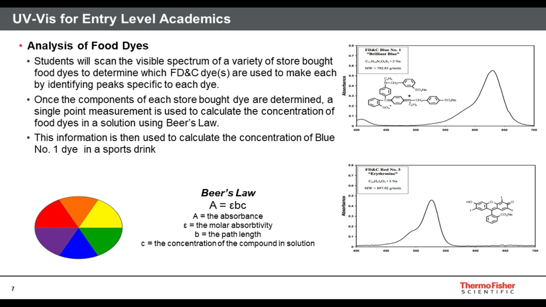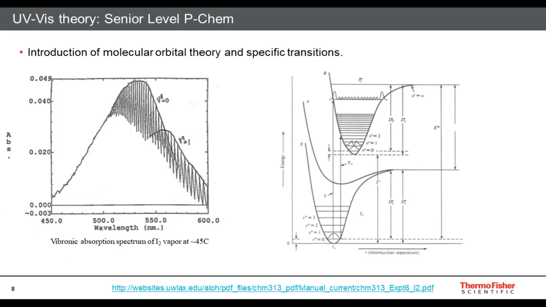And so here's a nice entry-level lab where we look at some very common food dyes, determine the peak absorbance for each of those dyes, and then build a calibration curve using blue food dye, which can then be used to determine the concentration of the dye in a commercial sports drink. So giving them a direct, relevant, relatable link to the rest of their life.